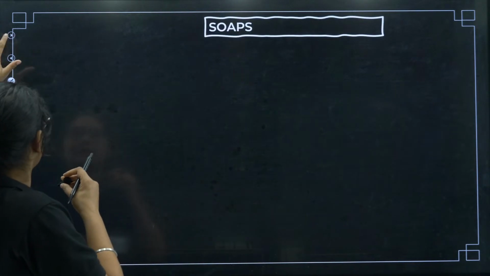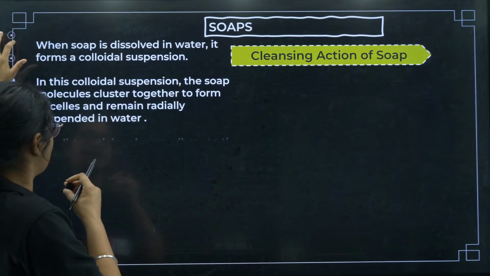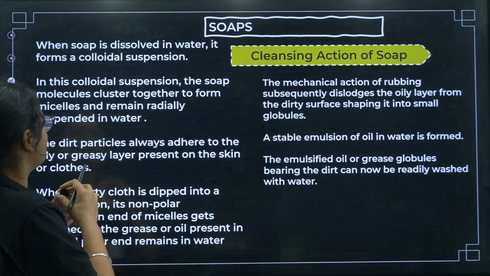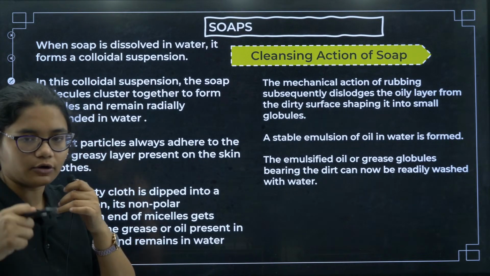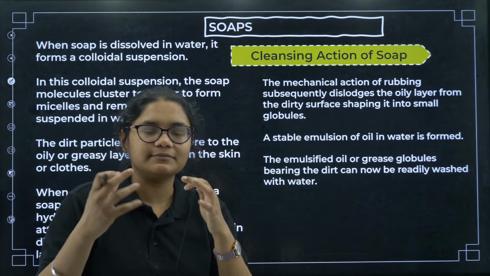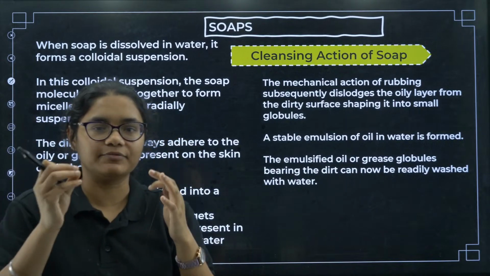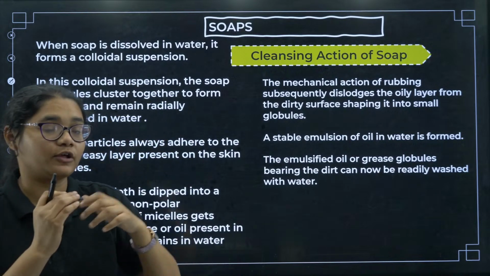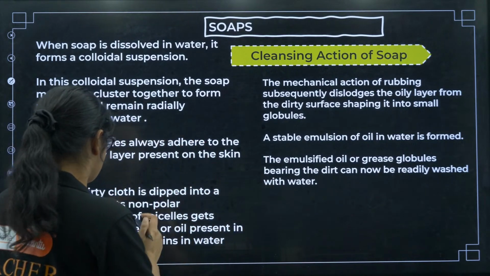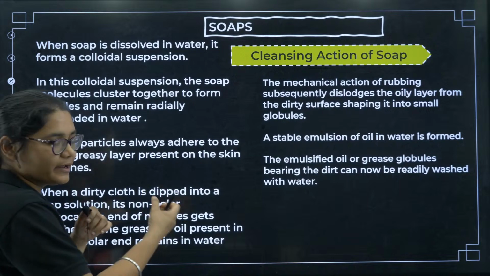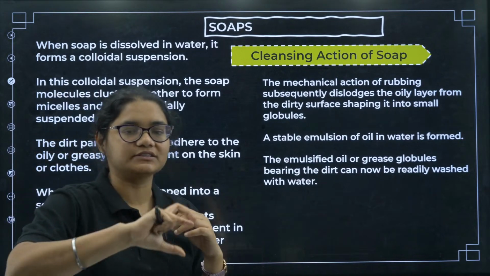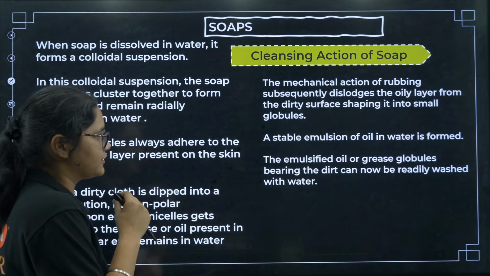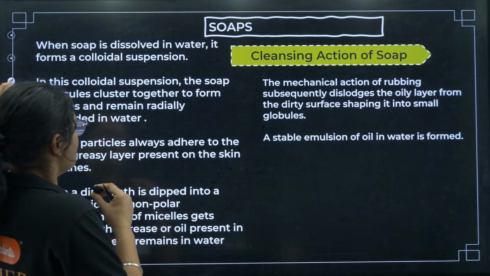Next, coming to the cleansing action of the soap. So here I have written a detailed answer. You don't have to write this much, but you can tell that when soap is dissolved in water, it forms micelles, and these micelles trap the dirt and pull it out. When you rub the cloth, the oil comes out, and then when you wash, the micelles carry the dirt particles and get washed away. That is the cleansing action. I have given a detailed answer here.